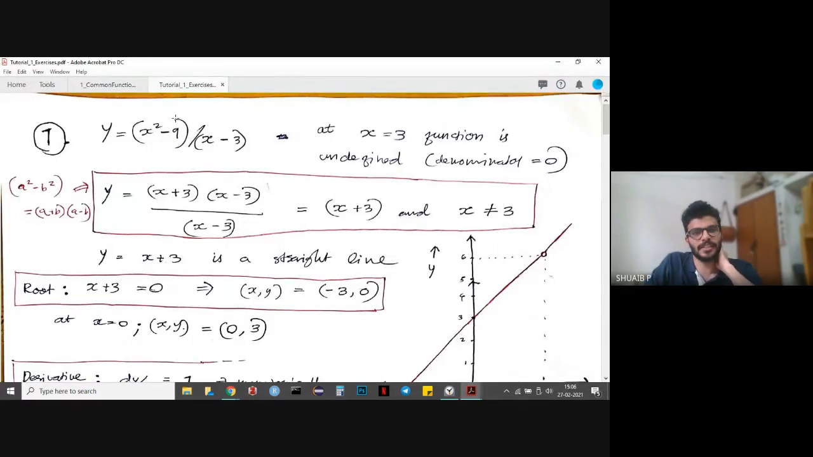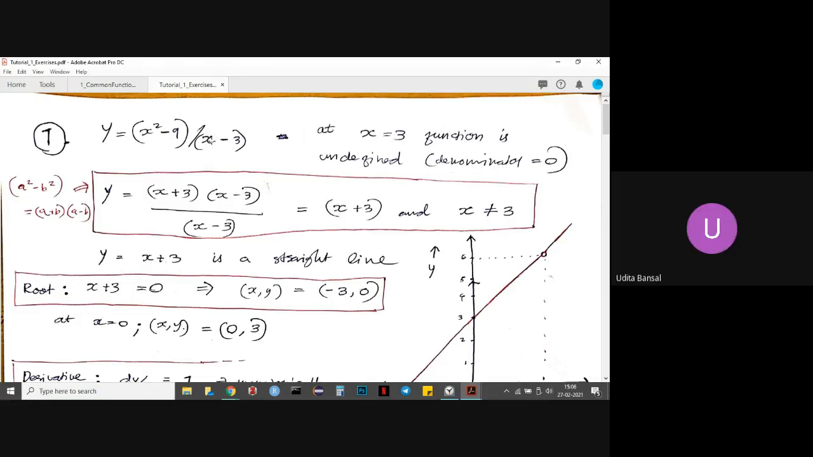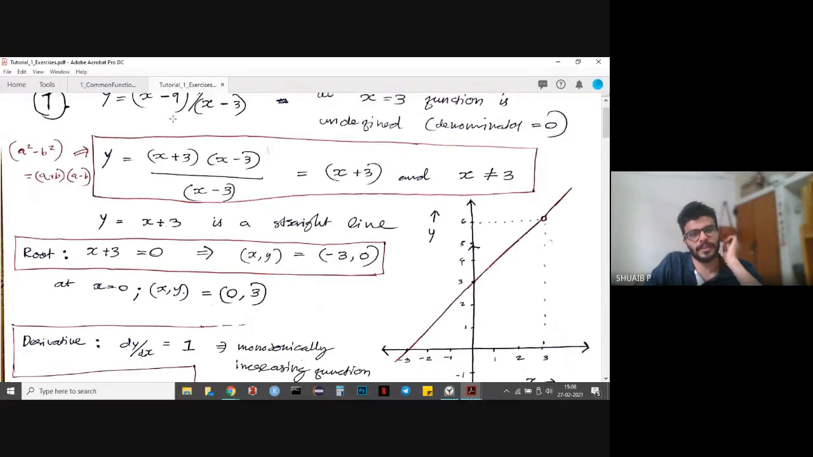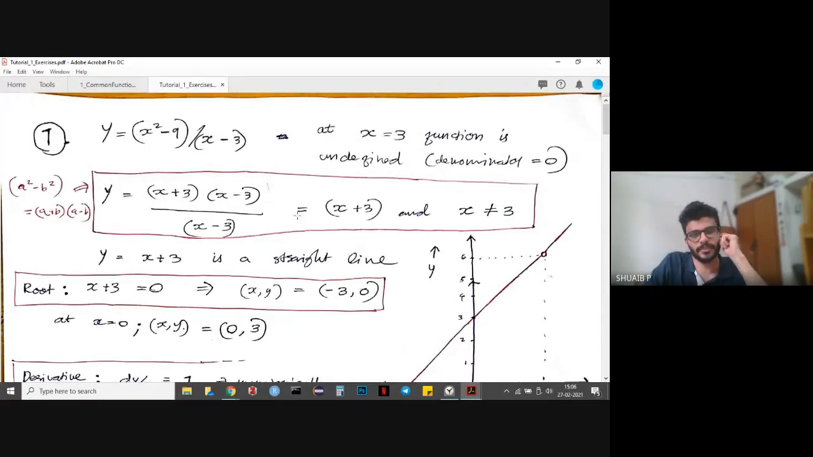So for this function, we can see that at x equal to 3 this function is undefined, as the denominator will be 0. Then we can simplify this function into x plus 3 if we apply a square minus b square is equal to a plus b into a minus b, by saying x is not equal to 3. So x can't be 3. For all other values, we can have this simplification.